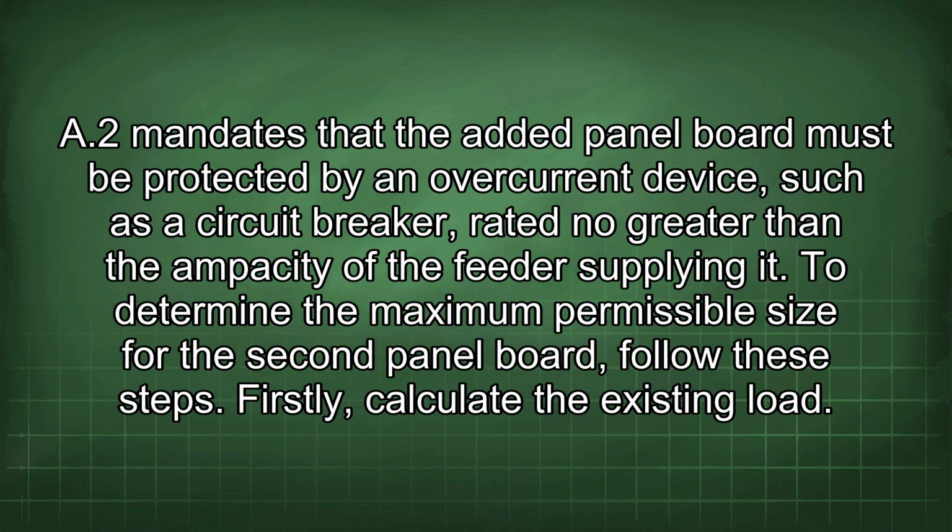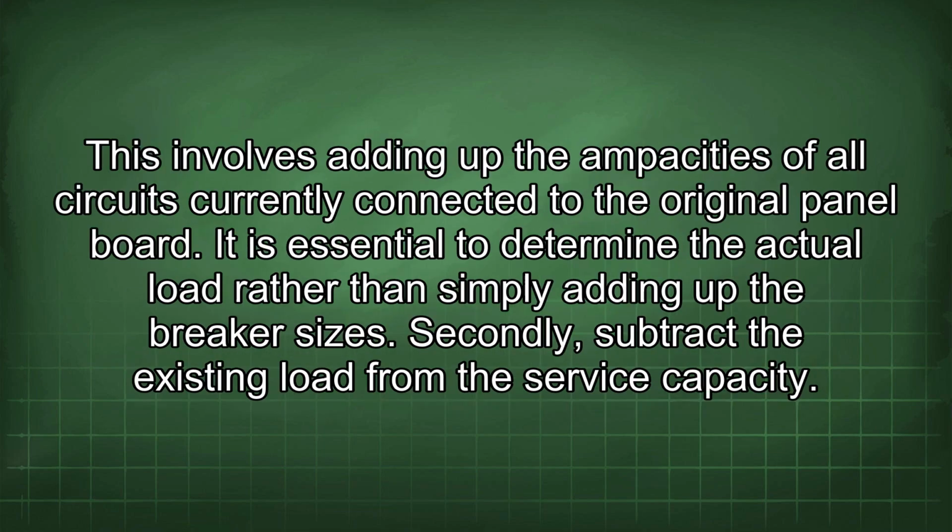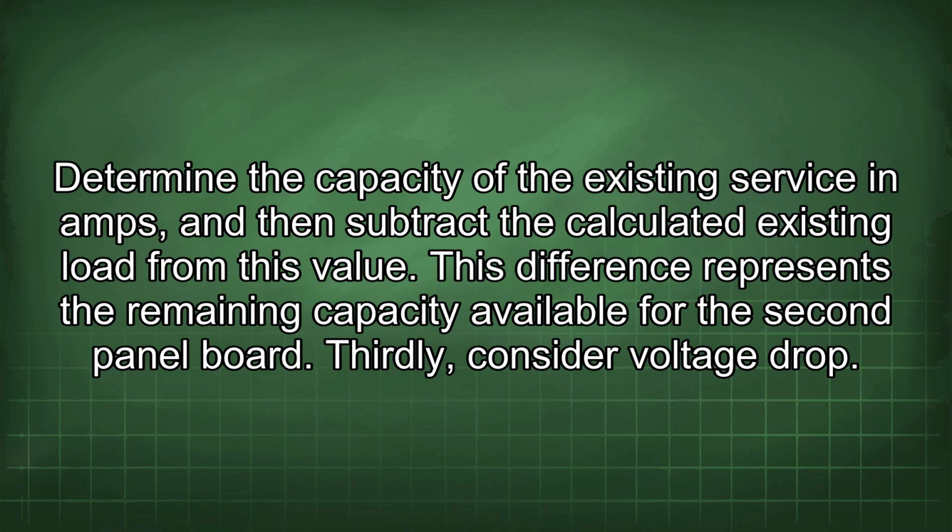Firstly, calculate the existing load. This involves adding up the ampacities of all circuits currently connected to the original panel board. It is essential to determine the actual load rather than simply adding up the breaker sizes. Secondly, subtract the existing load from the service's capacity. Determine the capacity of the existing service in amps, and then subtract the calculated existing load from this value. This difference represents the remaining capacity available for the second panel board.